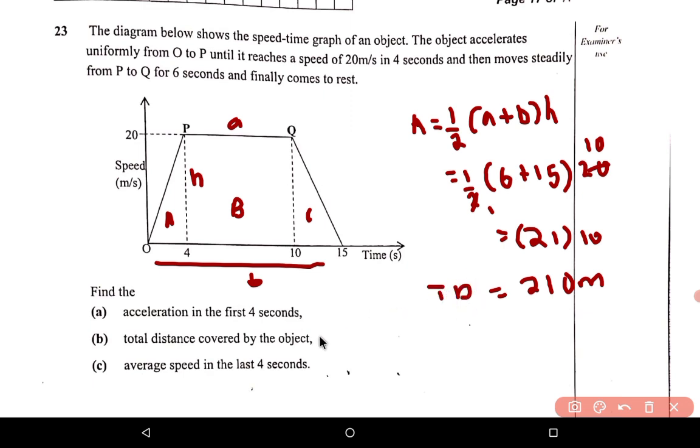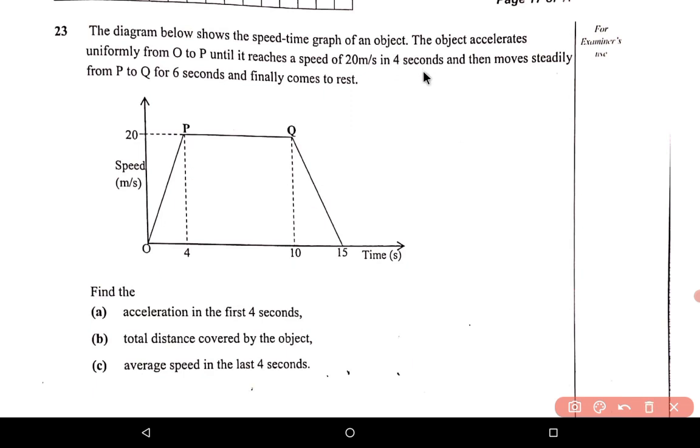Then the average speed is simply equal to total distance over total time. But then it has specified to just find the speed in the last 4 seconds. So let's see how we are going to do this. Speed is equal to distance over time. So they want it in the last 4 seconds.